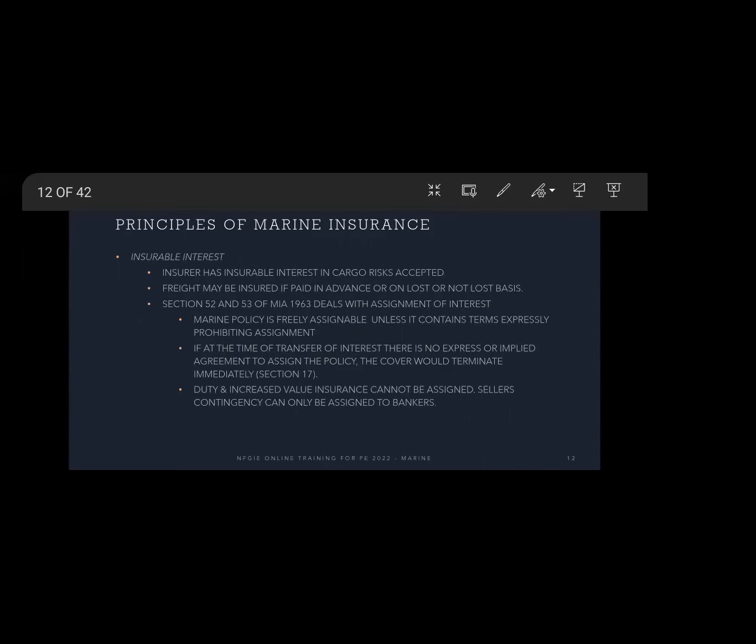Another aspect is the insurer of marine cargo insurance has the insurable interest in the cargo risk which he has accepted. That is why he is able to reinsure it with the reinsurer.